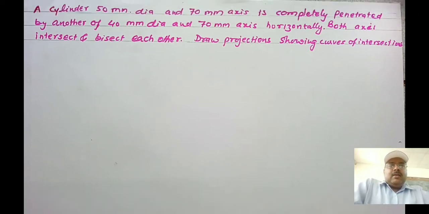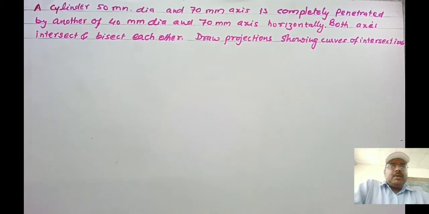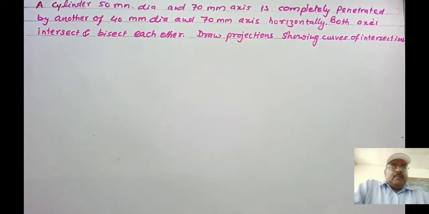A cylinder of 50 millimeter diameter and 70 millimeter axis is completely penetrated by another cylinder having 40 millimeter diameter and 70 millimeter axis horizontally. Both axes intersect and bisect each other. Draw projection showing curve of intersection.